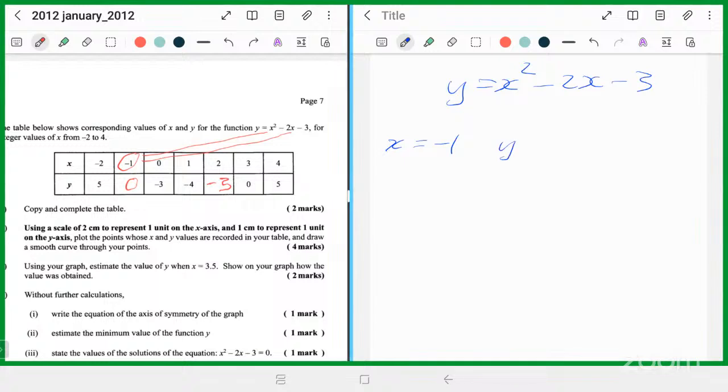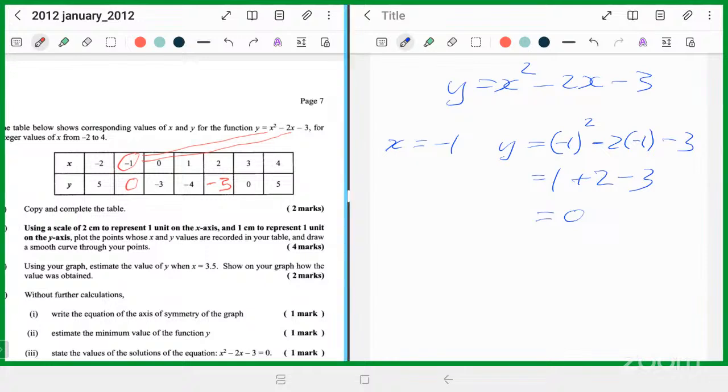The y becomes -1 squared minus 2 times -1 minus 3. So this -1 squared becomes a +1. This -2 times -1 becomes a +2, minus this 3. And so you see you get 0. We could know 0 by the symmetry.